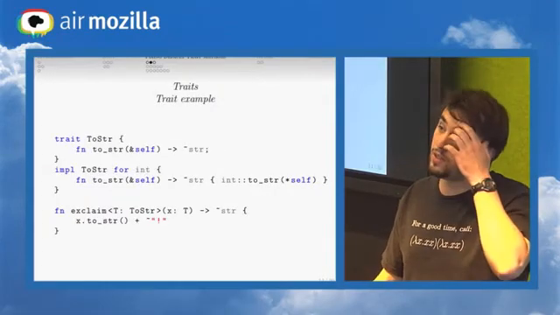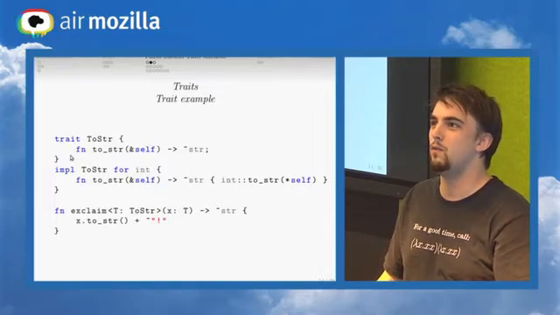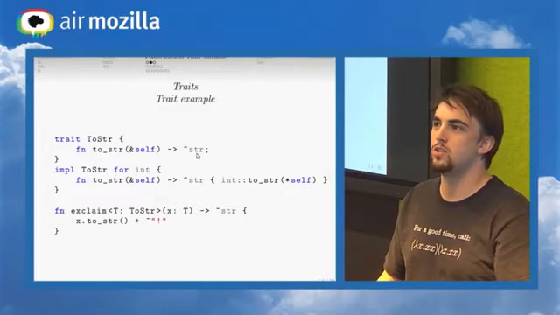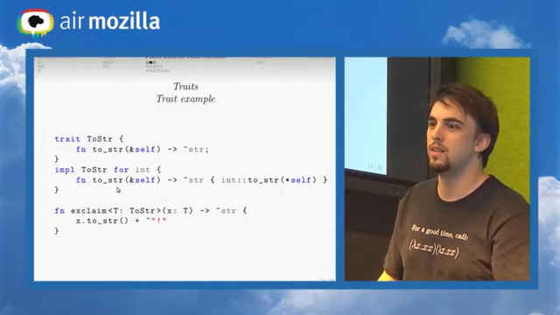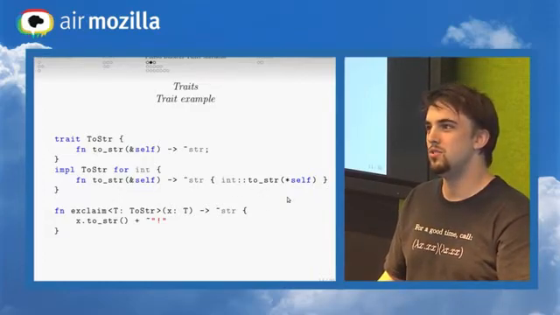So an example of this: let's say we can define the trait of things that we can format as a string, right? So we have a trait ToStr, and it has one function called to_str, and it takes an object and turns it into a string. And so we can then go implement this for integers, and we just call it IntToStr.